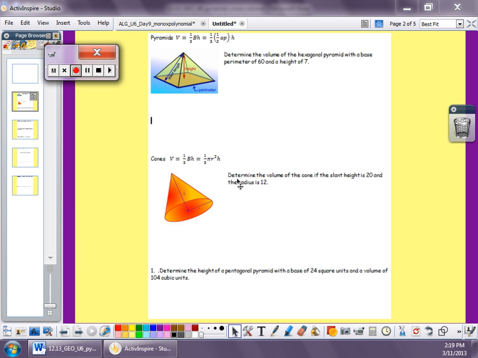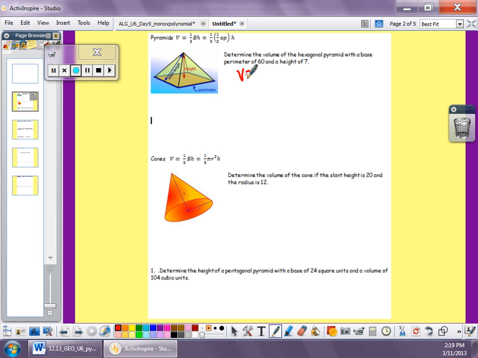So today we're talking about volume of pyramids and cones. For the most part, they have the same formula: 1/3 the area of the base times the height. It's just that the base is going to be different in these. So first thing I'm going to do is find the pyramid. Determine the volume of a hexagonal pyramid with a base perimeter of 60 and a height of 7.